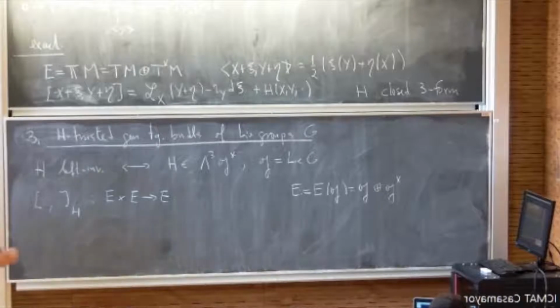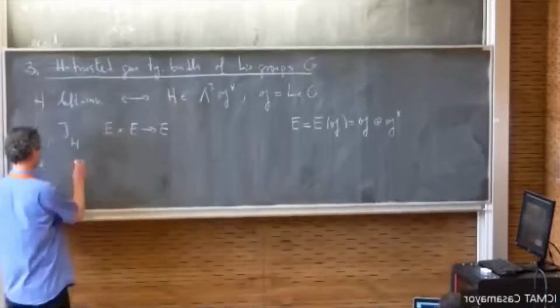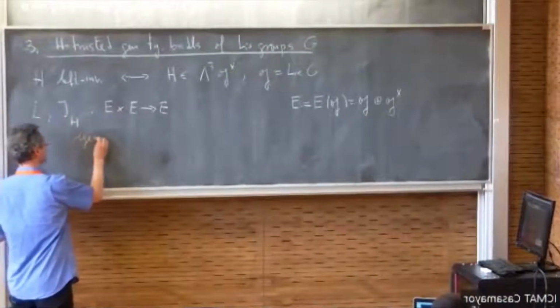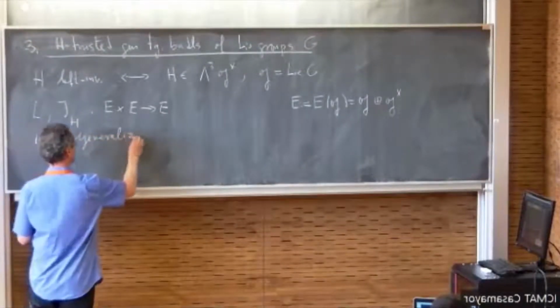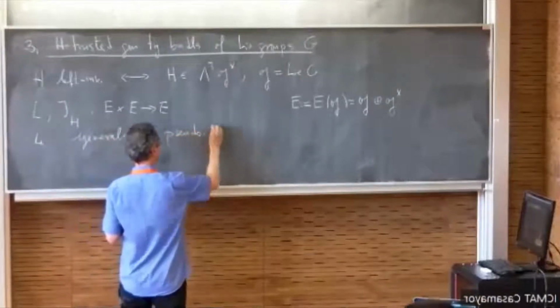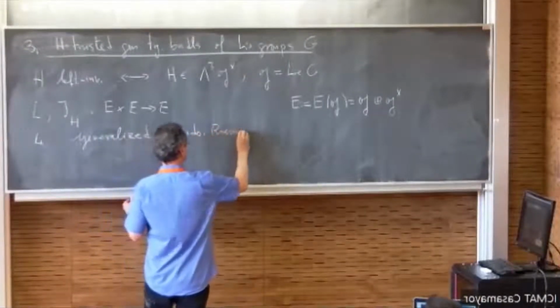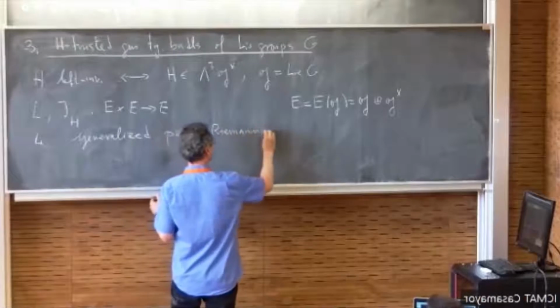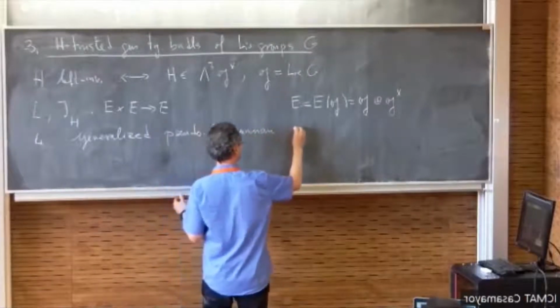Okay, and so now I should start to speak about a generalized pseudo-Riemannian metric, which will be the main object. And I will first explain this in general and then specialize to a Lie group setting. Generalized Riemannian metric.